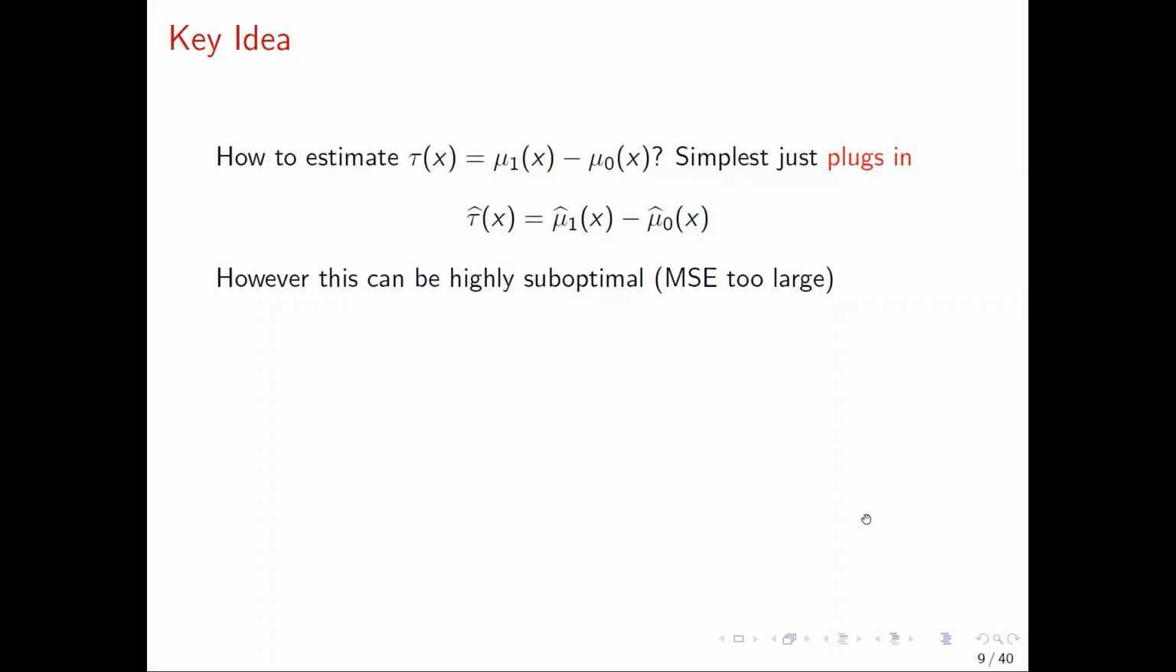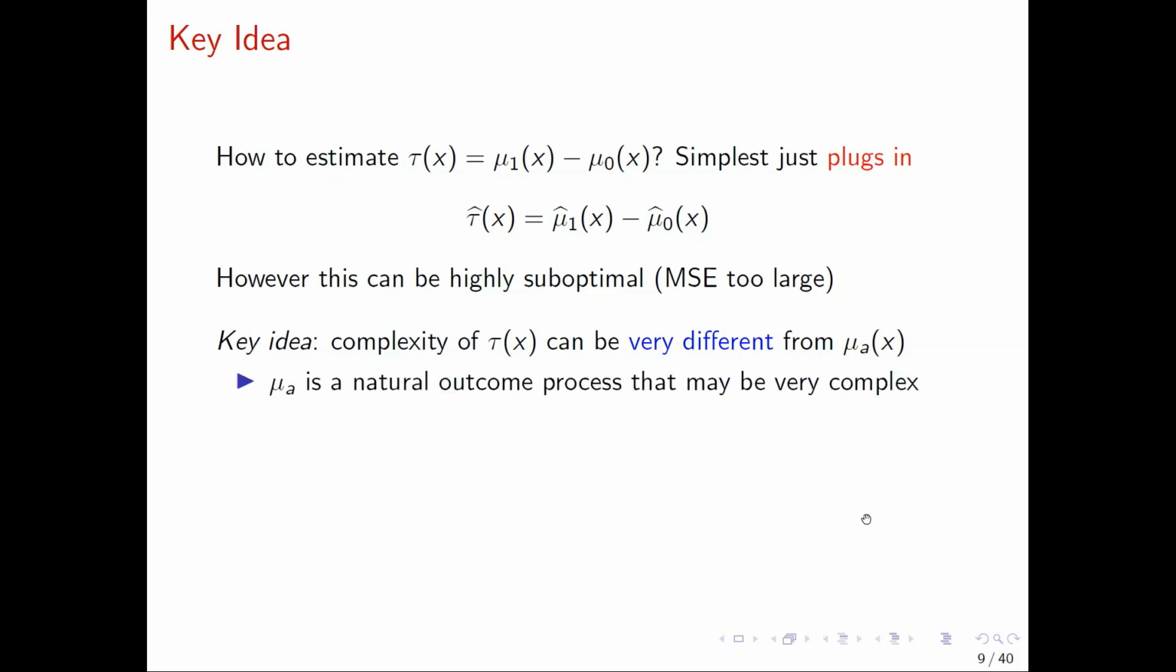But in general, this kind of procedure can be highly suboptimal in the sense that its mean squared error can be way too big. It doesn't exploit all the data that you actually have to estimate this quantity. So why is this? The main idea is that the complexity of this difference in regression functions can be very different from the complexity of each individual regression function separately. And by using this kind of plug-in approach where you just estimate the two separate regressions, you're going to be hit by the complexity in estimating the individual regression functions rather than the difference.